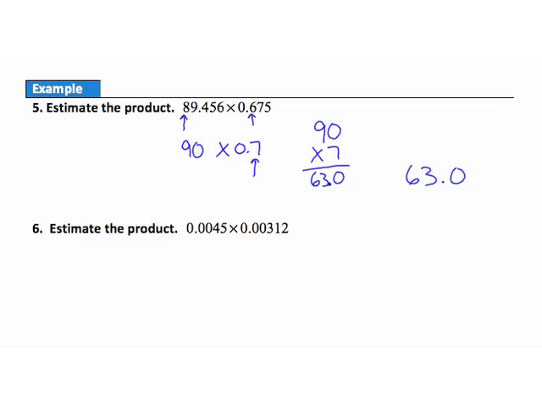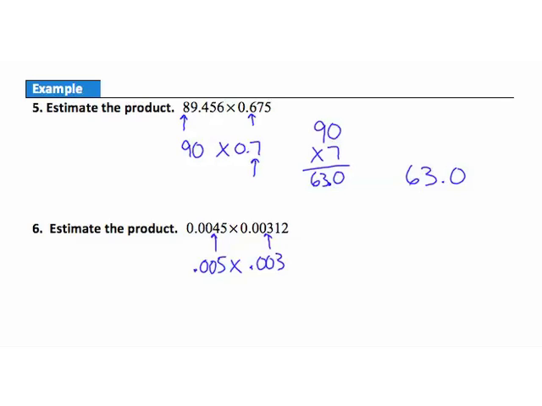Example 6. Estimate the product of these two numbers. Well, again, we're going to round to the largest place value. In this case, it's that digit 4. Since the next digit to the right is a 5, that tells us we need to round that 4 up. So we're going to get 0.005, and we're going to be multiplying that times this next rounded value. And the largest place value there is the 3. The digit to the right is 1, so that 3 is going to stay the same. So we're going to be multiplying by 0.003.